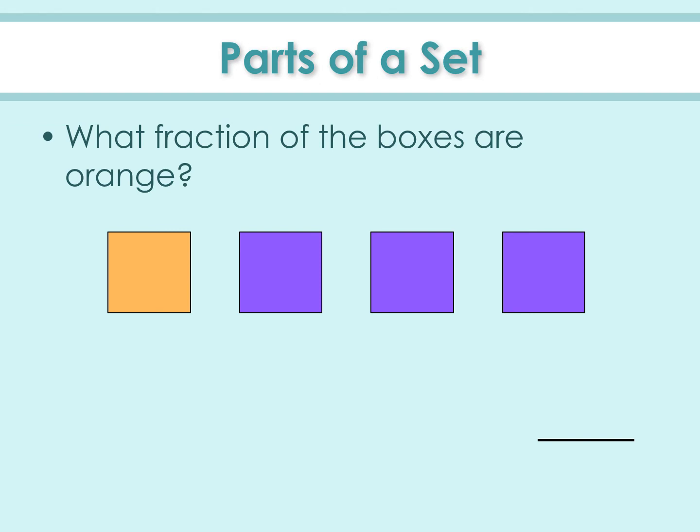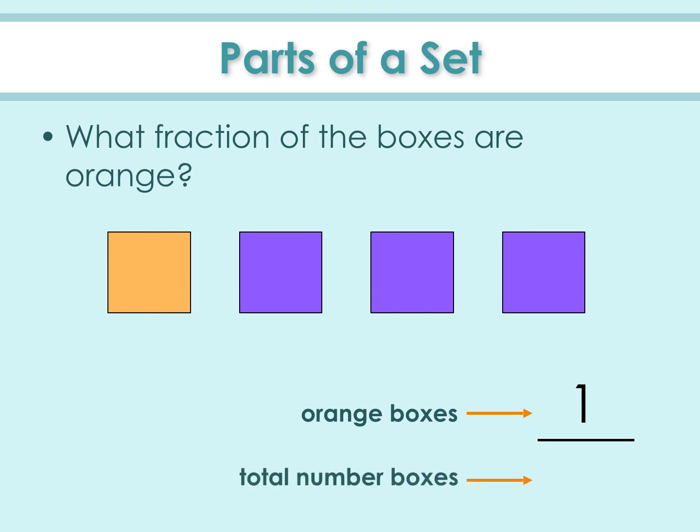Okay, let's check your work. So to find what fraction of the boxes are orange, remember our numerator is going to be how many boxes are orange. If you came up with 1, then you are correct because there is only one box that is orange. Remember, the denominator is going to be the total number of boxes. And if you counted 4, then you are correct because when we count all of the boxes, we get 4.